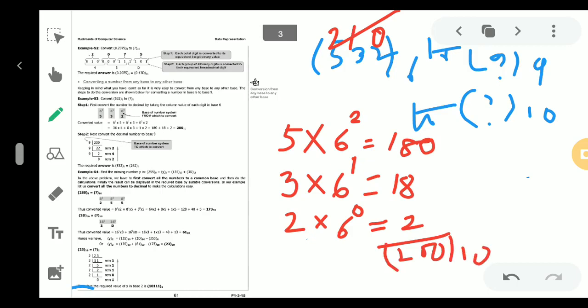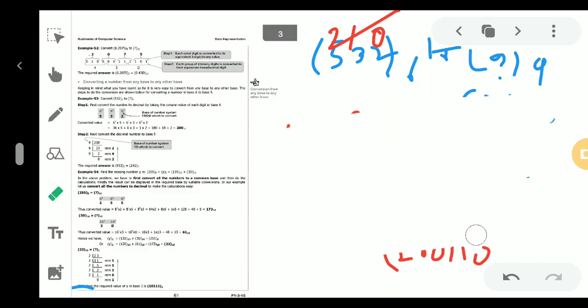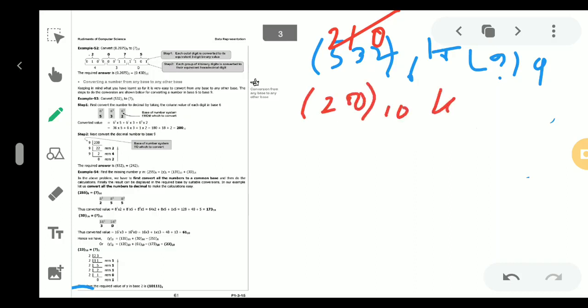Now we will do the conversion from base 10 to base 9. Up to this it is clear. I am rubbing this part; hope it is clear to you. So the first step is over, that we have converted base 6 to base 10. The second step says that the answer we got, 200 in base 10, we will convert into base 9.